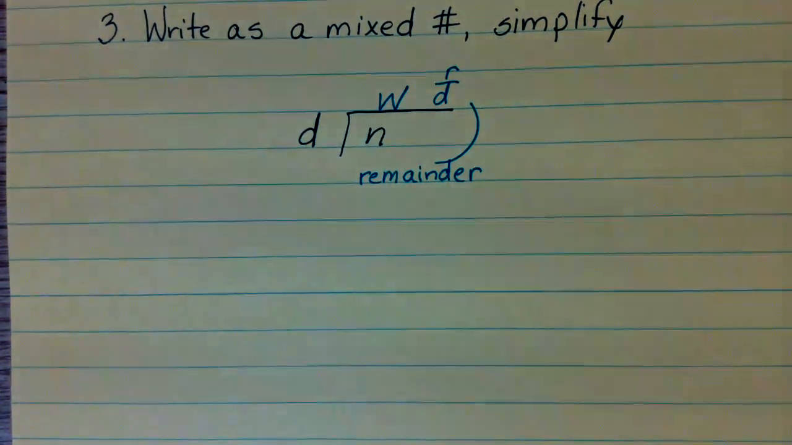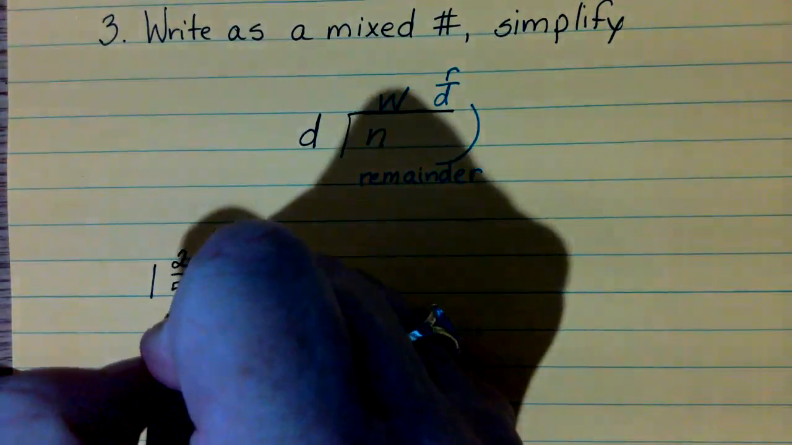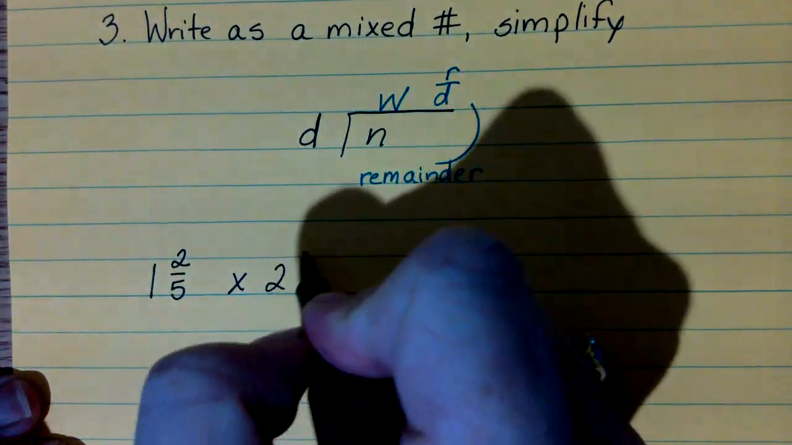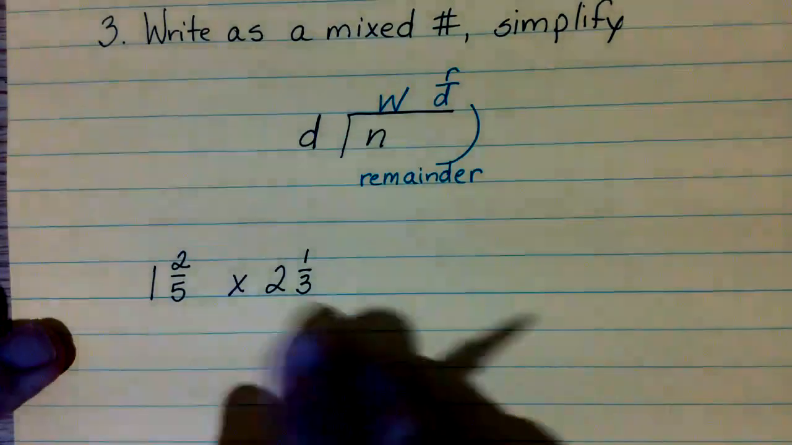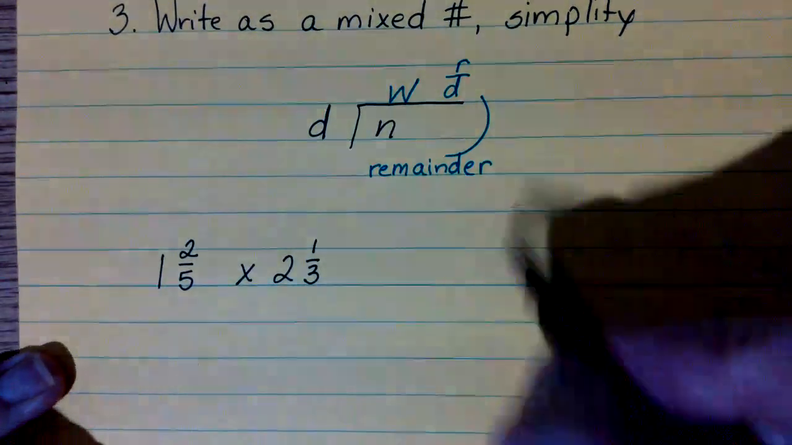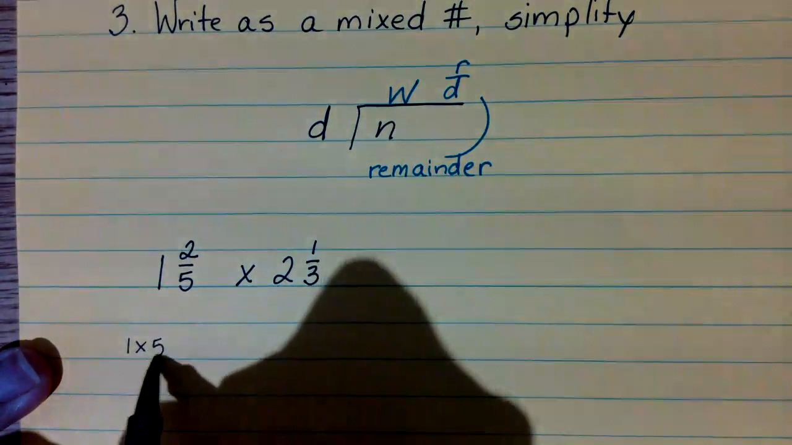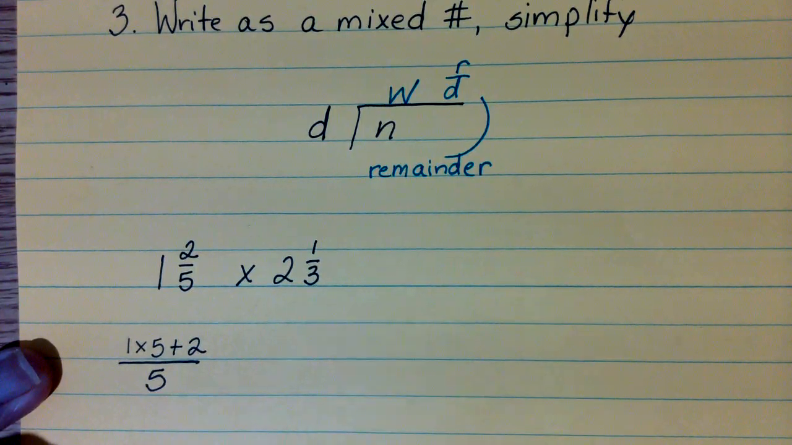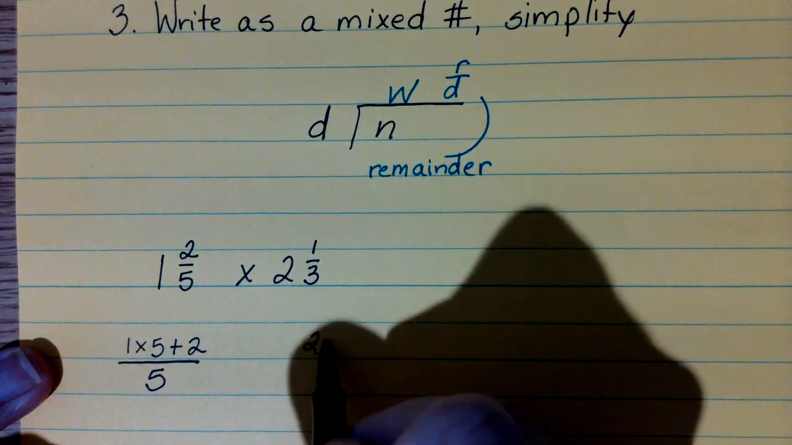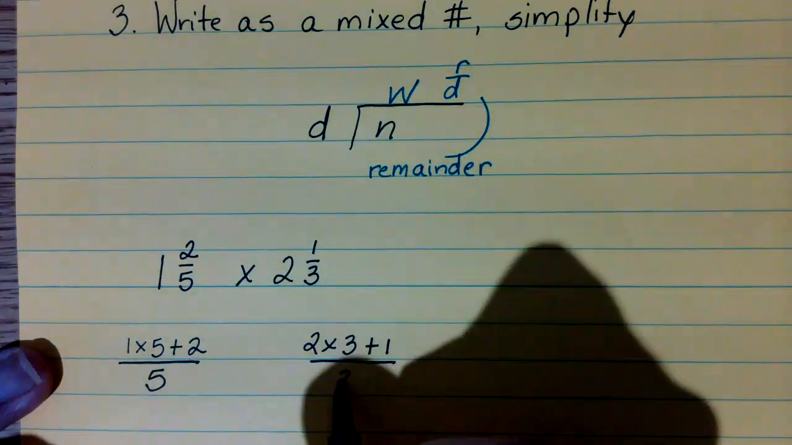So example 1 is 1 2/5 times 2 1/3. The first step is to turn both of these into improper fractions. So I'm going to do 1 times 5 plus 2 all over 5. And I'm going to do 2 times 3 plus 1 all over 3.